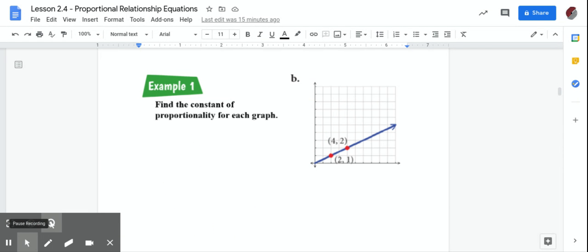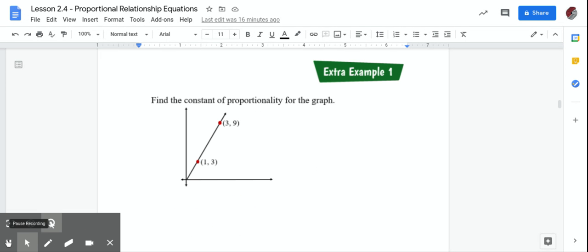You try. Find the constant of proportionality for the graph.